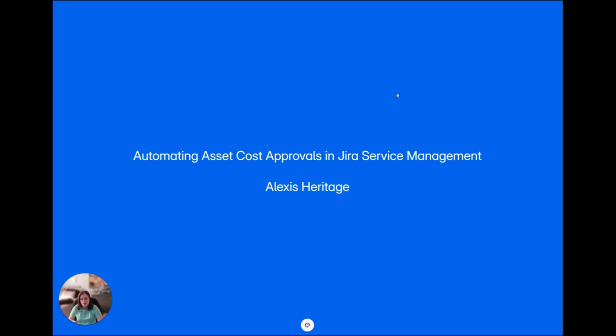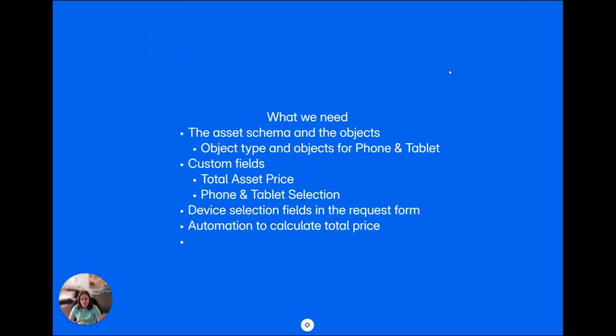We're going to sum up the totals of the items selected to determine if the request needs to go for approval. In order to do that, we need to do the following. We need the asset schema for the devices. You can add as much information into these objects to display to your customers and to the agent in the issue view. So in this video, when I refer to an object, I'm referring to the device. So that's going to be either phones or a tablet.